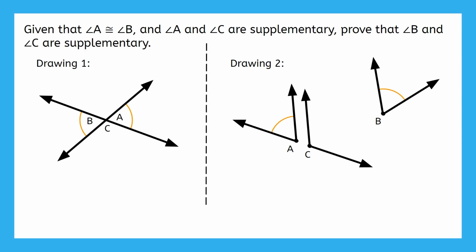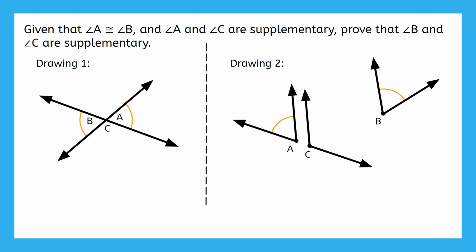However, in drawing 1, I have a bunch of other relationships that I was not given. For example, angles A and B are vertical angles here, and angles A and C and B and C are linear pairs. I cannot use these relationships because they were not given to me in the problem. You always want to avoid creating relationships that you weren't given when you have to make your own drawing, because it could cause you to be confused and make statements that you cannot back up.